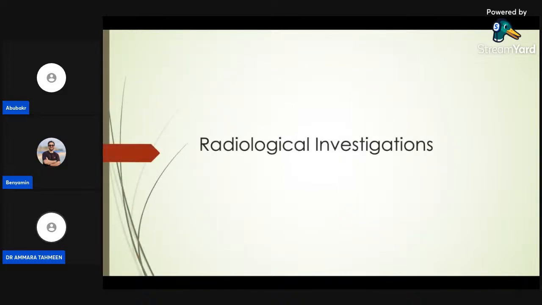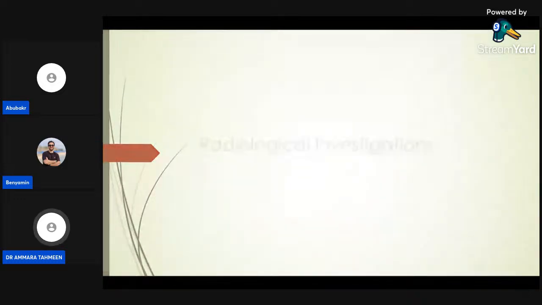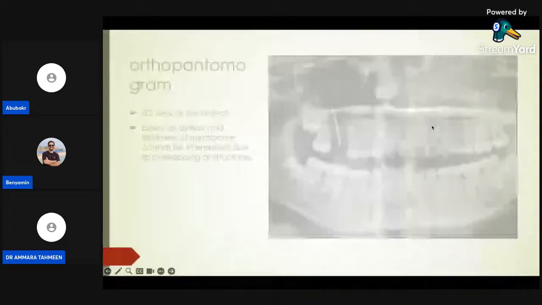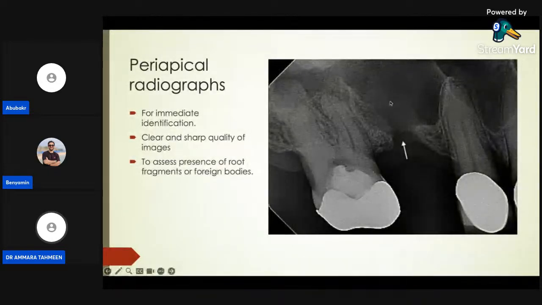So radiological investigations, as we just talked about, this is one of the illustrations from an oroantral communication case. As you can see, this is a periapical radiograph for the second premolar or first molar. From the extraction of the first molar, as you can see, there is a discontinuity in the floor of the maxillary sinus. This is the maxillary sinus, and you can see there is no bone here. So this is a properly established oroantral communication.